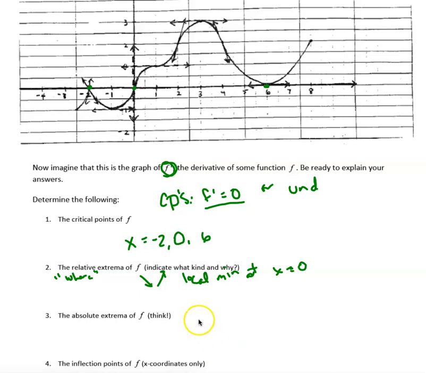The absolute extrema, well, they can only occur either at a local extrema or at an endpoint. So our possibilities are at x equals -2.5, x equals 0, which could be a min, and x equals 8. So let's check each of these.